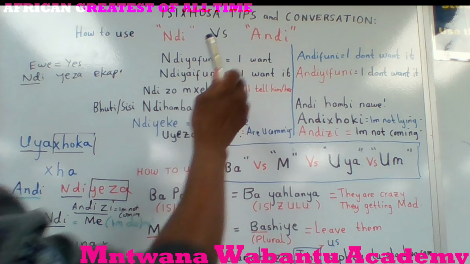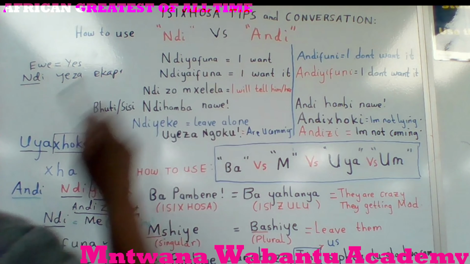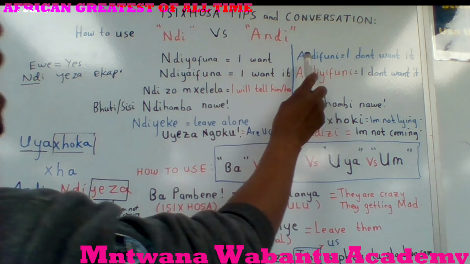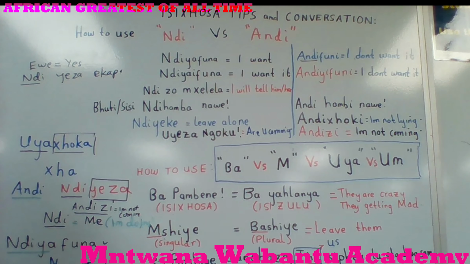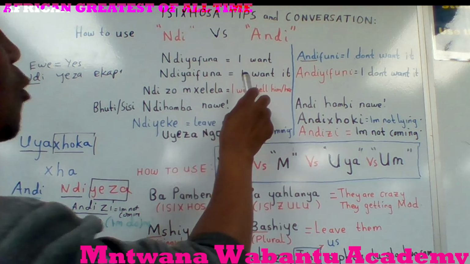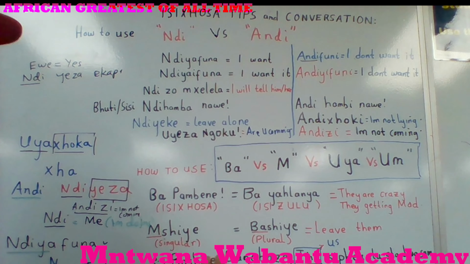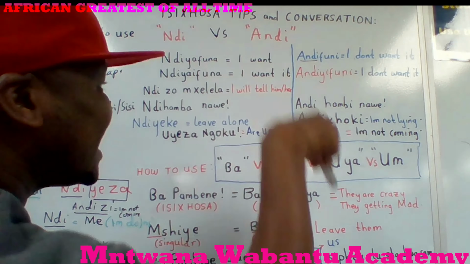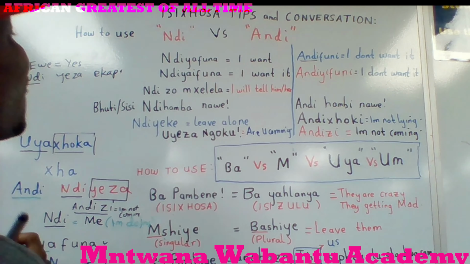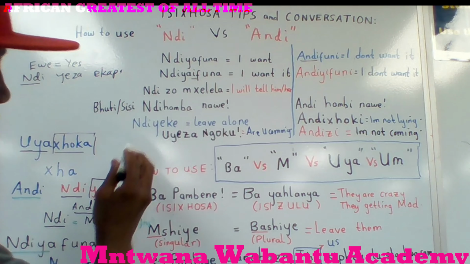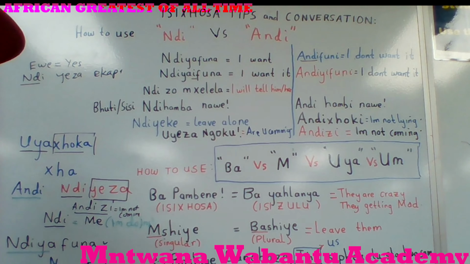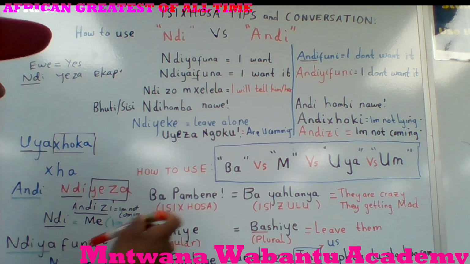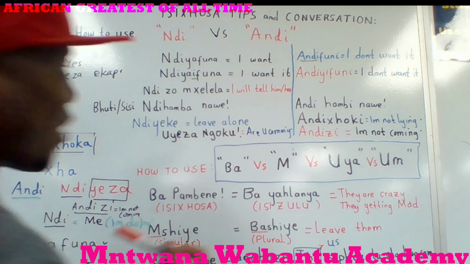Andi means you oppose. For example, diafuna, I want. So if you want to say I don't want, you say andifuni, means I don't want. Dia ifuna means I want it. When you say I want, you're not specifying, but when you say I want it, you want something specific. So you must say dia ifuna. That I here means it makes a difference already. I don't want it. Andi yifuni. I don't want it. See?